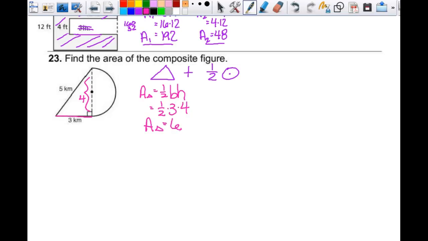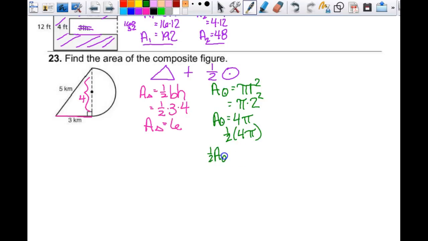Then for the circle, area of the circle is equal to pi r squared. So pi times the radius here, which is 2. 2 squared is 4. So the area of the circle is 4 pi, but I only want half of it. And half of 4 pi is 2 pi. So half the area of the circle is 2 pi.